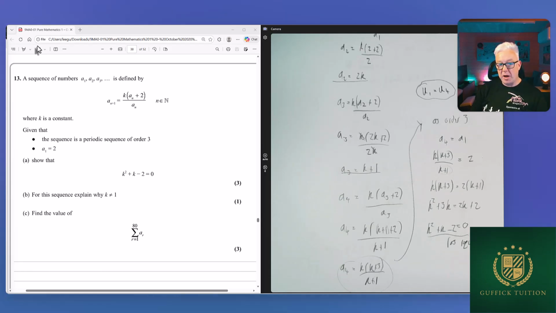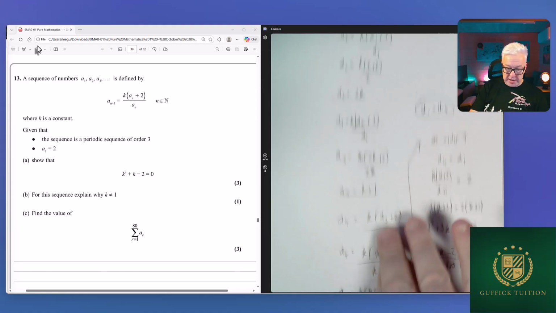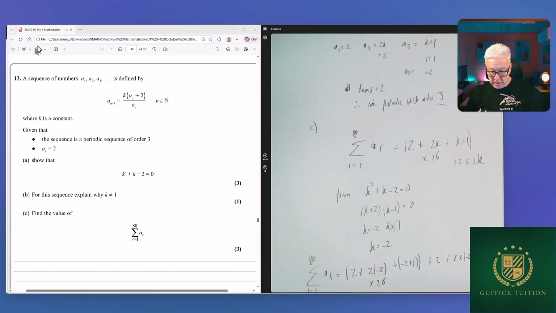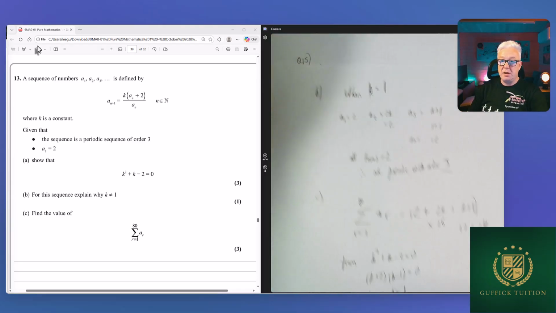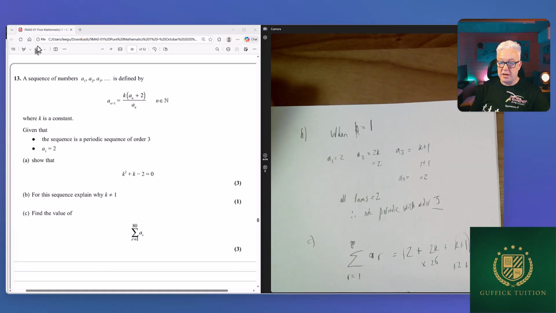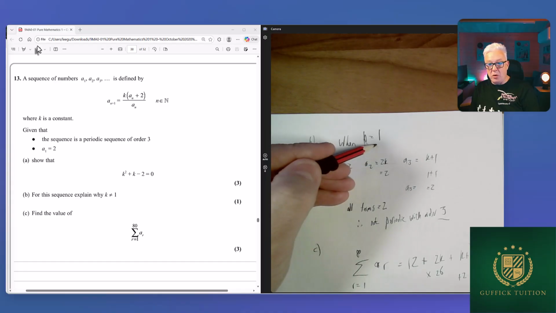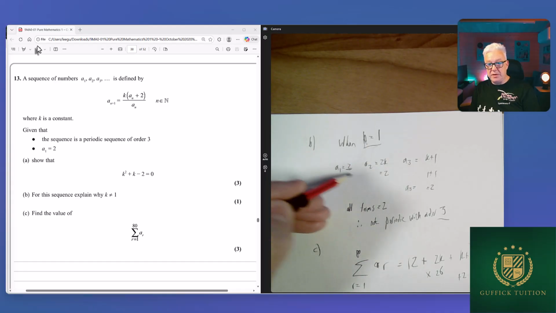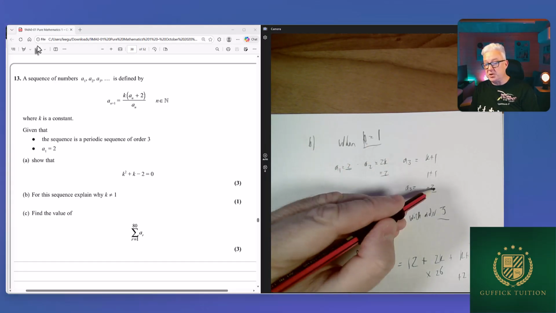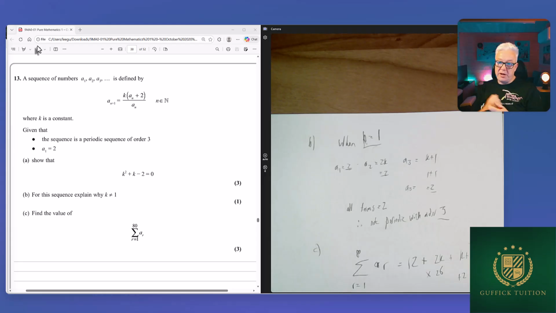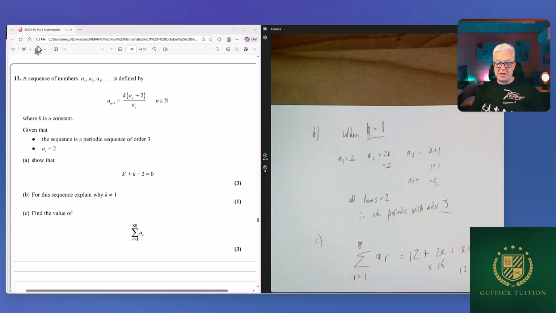Part B, explain why k cannot equal 1. Well, that's just because if we look at the terms that we've got, the first term is 2, the second term is 2k, and the third term is k add 1. Now, if k was equal to 1, then the first term, the second term, and the third term would all become 2. So it would be a constant. Every term would be a constant. So it would not be periodic with order 3. Okay, so k cannot equal 1 because it doesn't turn into a periodic sequence if that's the case.